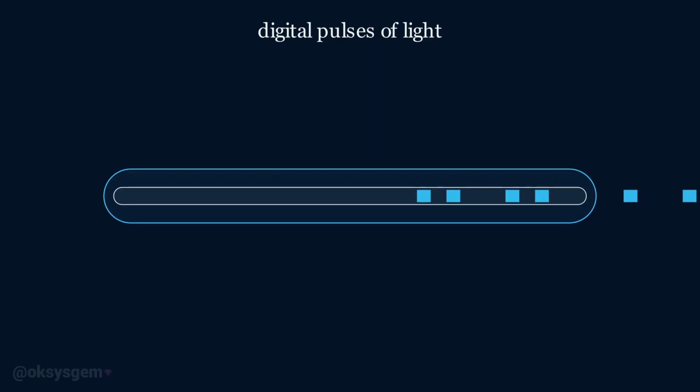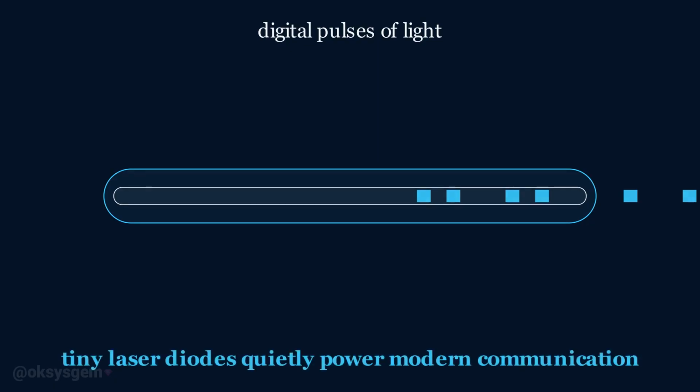Semiconductor lasers are also fundamental to modern communications. In fiber optic networks, laser diodes can be switched extremely quickly, encoding digital information into pulses of light that travel through optical fibers. Billions of people therefore depend on lasers constantly without ever seeing the beams.